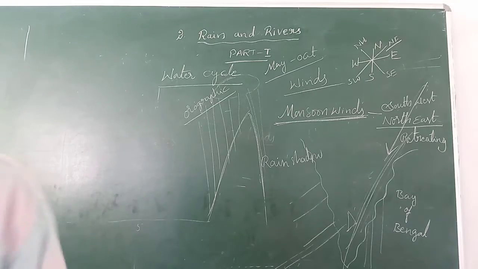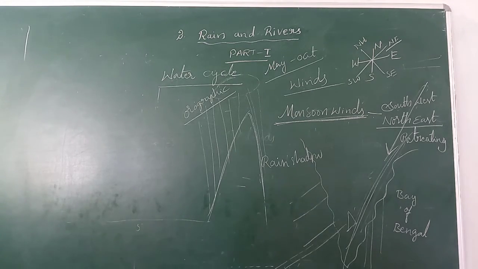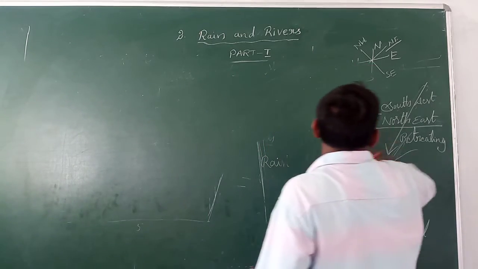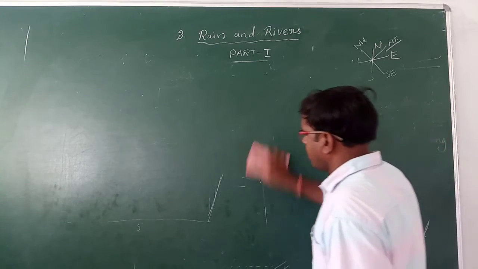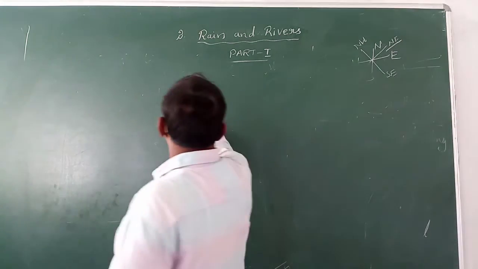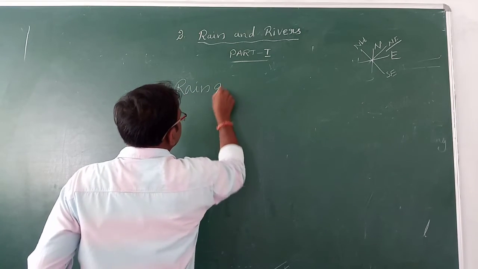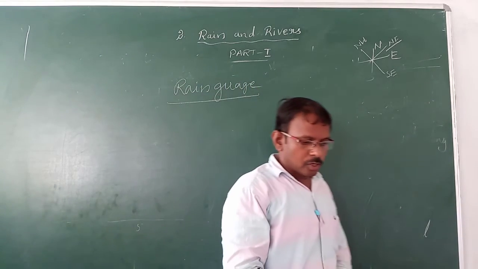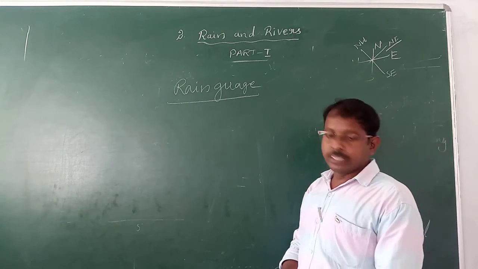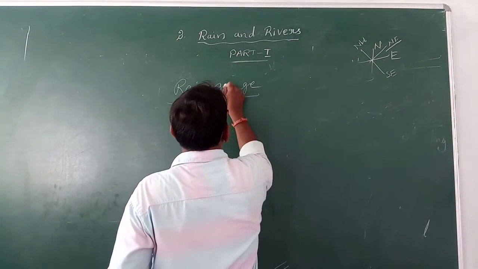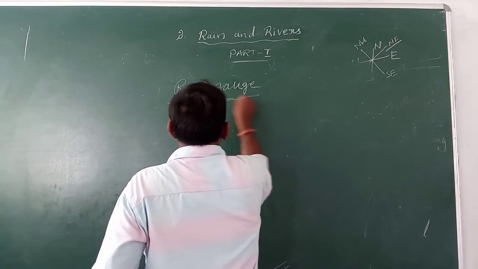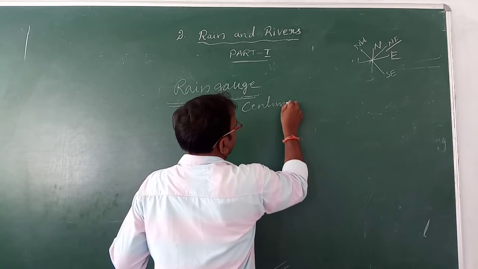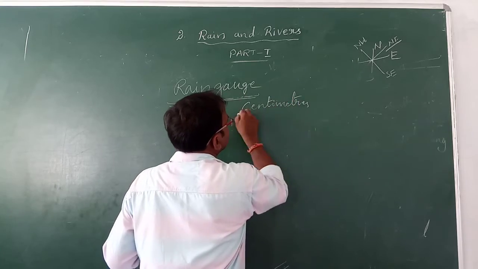And here we have to discuss which instrument measures rainfall. The instrument which measures rainfall is known as the rain gauge. Rain gauge is the instrument to measure rainfall. So the rainfall is measured in centimeters.